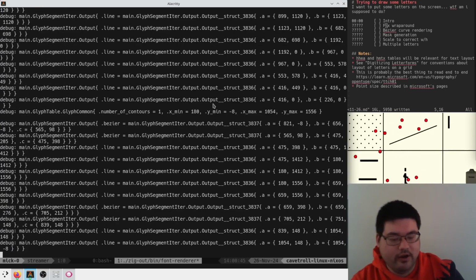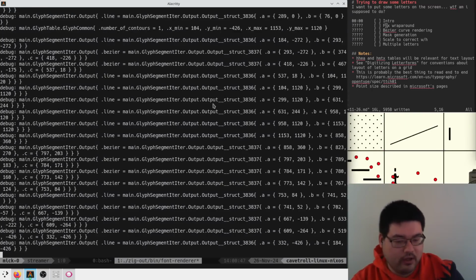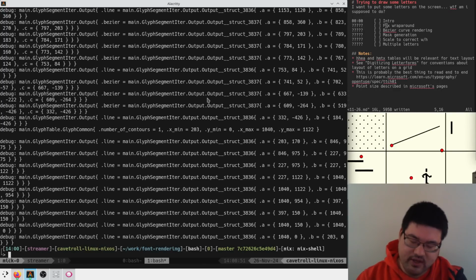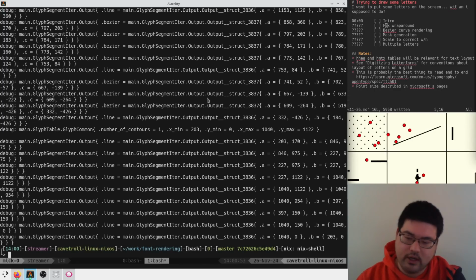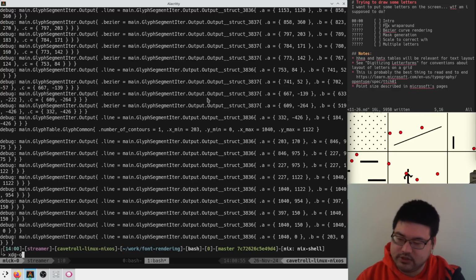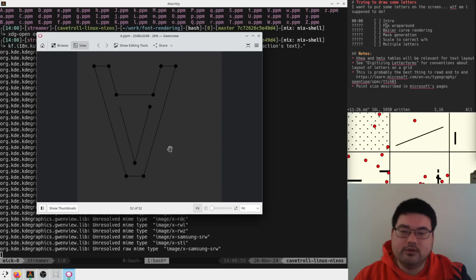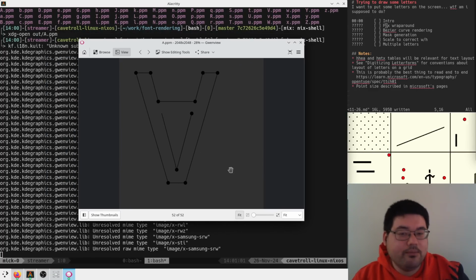And what you're seeing right now is us going through and rendering every single character in the range of A to Z, and that is going out to a folder right now. If I go to Exergy open out A ppm, here is what we have right now. We have something that resembles the letter A.